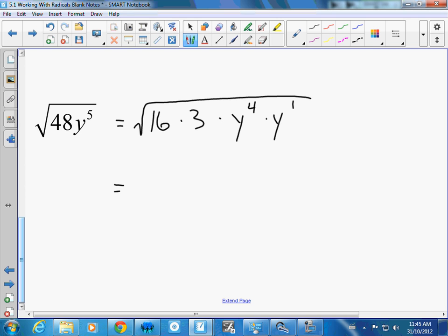What's the square root of 16? 4. What's the square root of y to the 4? Y squared. What's left over? 3 and y.